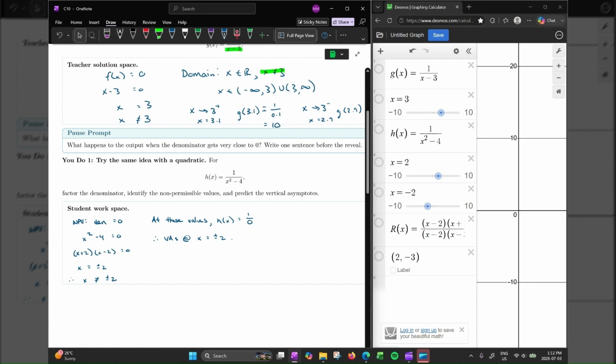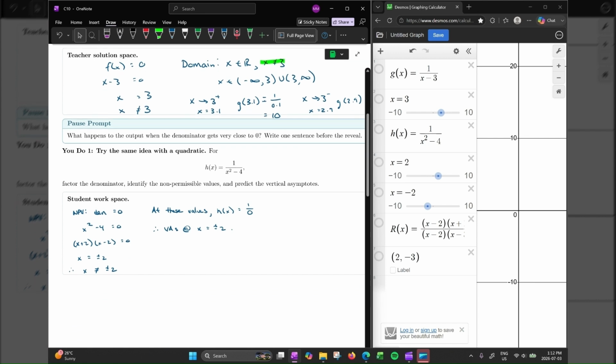Okay, hopefully you had a few minutes to try it. It's that familiar structure. Again, we see that denominator. We can find the zeros of that quadratic pretty easily at plus and minus 2. At those values, we're going to get h of x equals 1 over 0, which leaves us with a vertical asymptote at negative 2 and at positive 2.